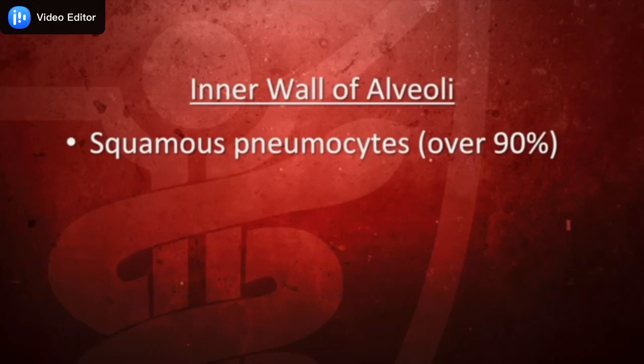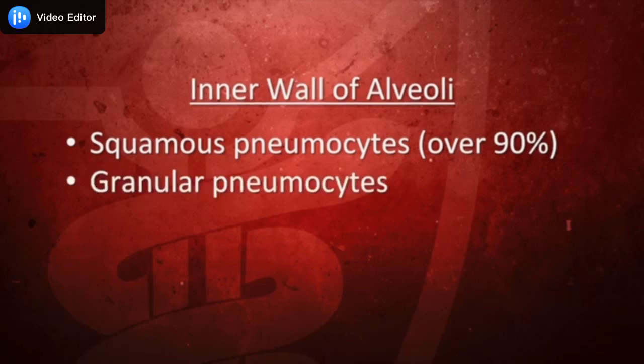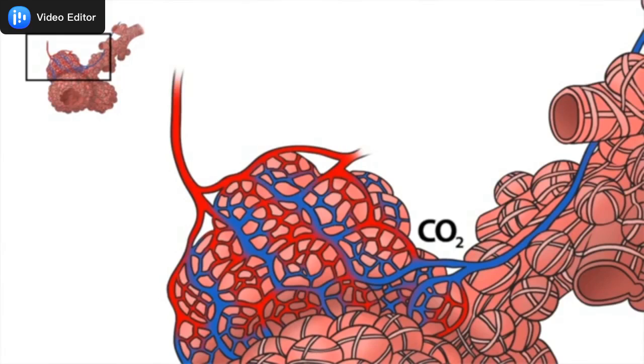Over 90% are squamous pneumocytes, which are involved in gas exchange between the blood in the capillaries and the air in the alveoli. The remaining epithelial cells are granular pneumocytes, which produce a surfactant that coats the inner surface of the alveolus and prevents it from collapsing. Carbon dioxide from the blood in the arterial end of the pulmonary capillary bed passes through the wall of the alveolus to be expired by the lungs, while oxygen from inspired air leaves the alveolus to pass into the blood in the venous end of the pulmonary capillary bed.